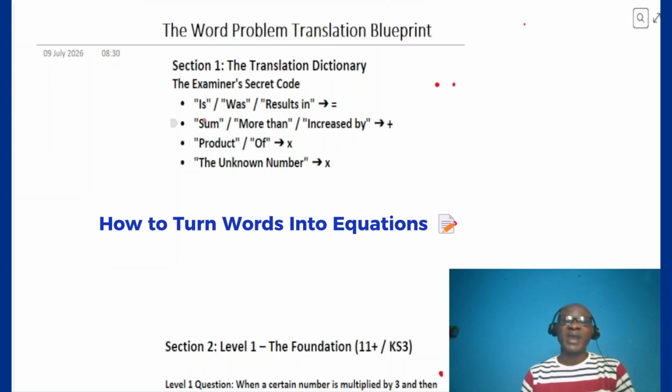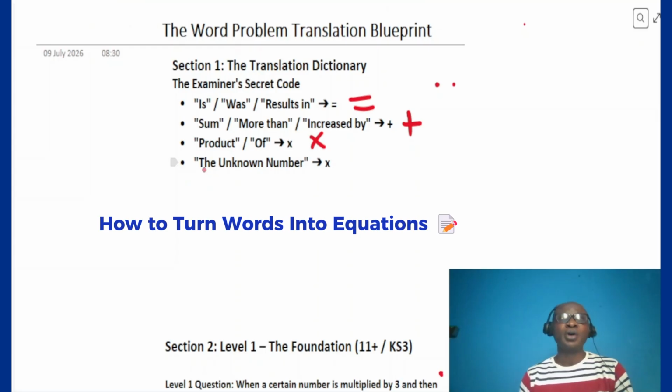When we see a word like is, was, results in, normally when we see it in a question, what that means to us is the equality sign, equals to. When we see the word plus, sum, more than, increased by, what the examiners expect you to use there is a plus sign. When we see the word product, of, multiplied by, and so on and so forth, the examiners expect you to multiply, to use times at that point.